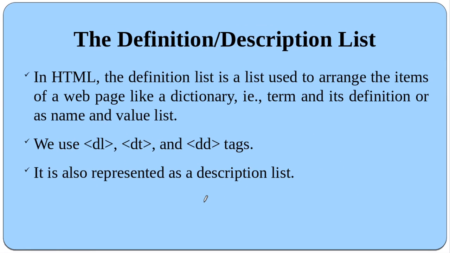The definition list or description list. In HTML, the definition list is a list which is used to arrange the items of a web page, like in the case of a dictionary. That is, in a dictionary you have a term followed by its definition, or you can arrange the items as name value pairs. To define a definition list, we use the DL tag, DT tag to mention the term, and DD tag to mention the definition of the term. It is also represented as a description list.